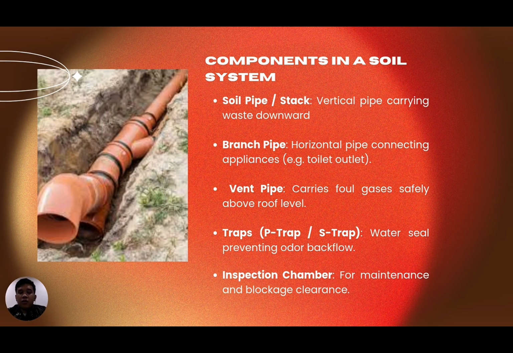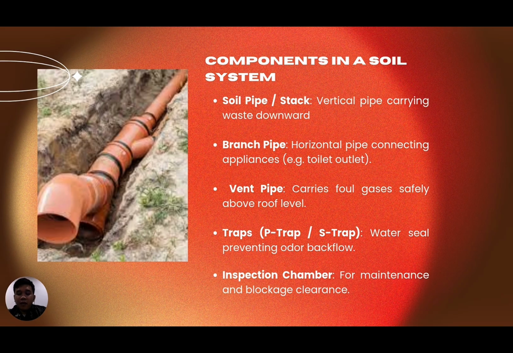Moving on to my part, which should be components in a soil system. Starting off with soil pipe or stack. Think of this as a system's highway. It's a vertical pipe that collects all wastewater from different floors, then carries it safely downwards and away from the building. Next, we have the branch pipe. These are horizontal pipes that connect directly to the fixtures we use, such as outlets from a toilet or a shower drain, and then channel the waste into the main soil stack.